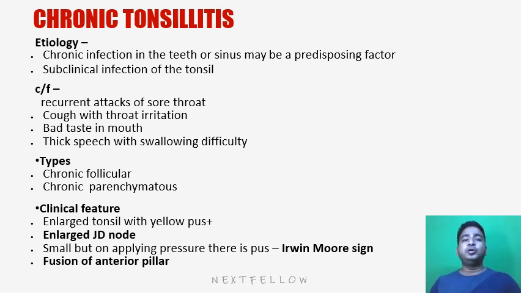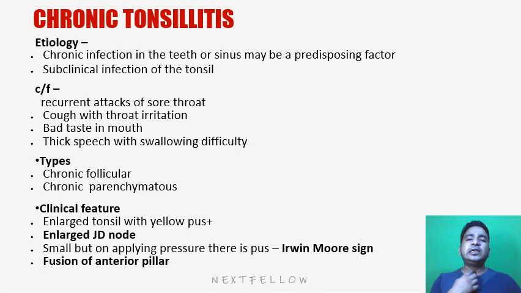Now let's talk about chronic tonsillitis. That means chronic infection of the tonsillar tissue, maybe because of infection from the teeth, from the nose, the pharynx, the larynx or some other way. But if the tonsil is continuously or repeatedly infected, it is known as chronic tonsillitis. So what will be the clinical features? There will be repeated attacks of sore throat.